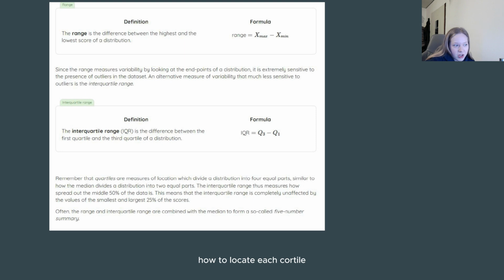How to locate each quartile? First of all, locate the median of all data. This is the median quartile, or Q2. Locate the median for scores below Q2. This is the lower quartile, Q1. And locate the median for scores above Q2. This is the upper quartile, Q3.